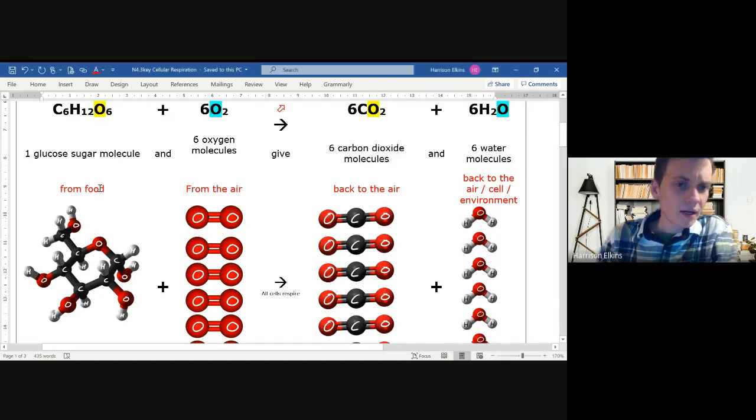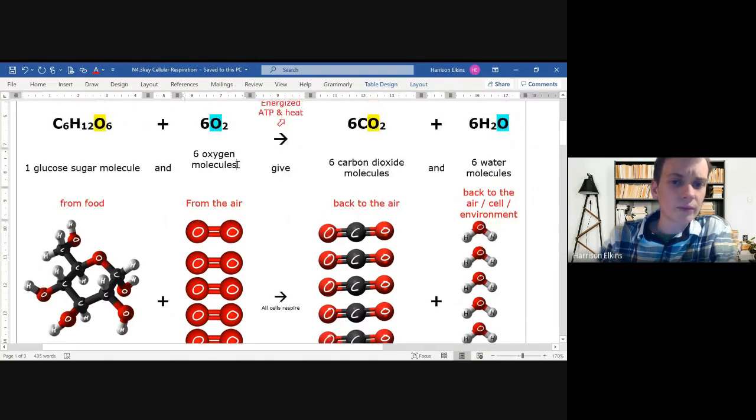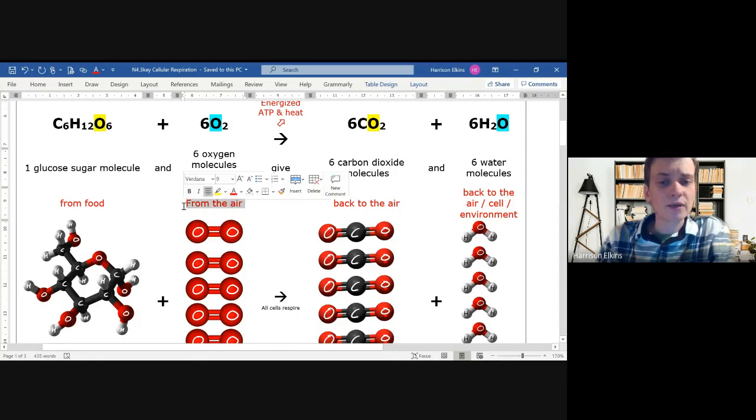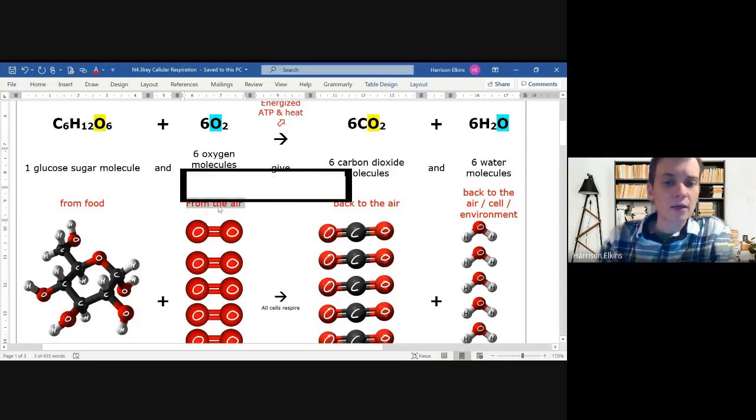But what we see right here is the sugar molecule that I've got, and I have to breathe in oxygen. Plants also take in oxygen. You have to breathe in oxygen. Animals have to breathe in oxygen. And the reason is because you need that oxygen from the air. So anything red here you can write, right?